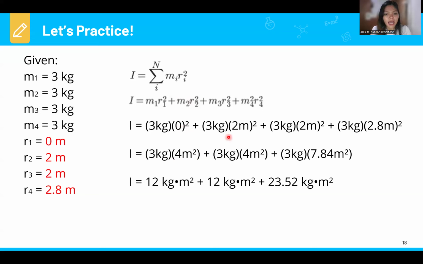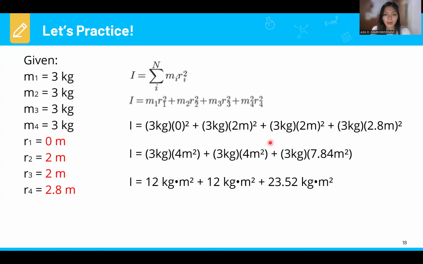Next, we're going to solve this one. Right here's the radius, and since it is squared, 2 multiplied by itself equals 4. 2 multiplied by itself equals 4. 2.8 multiplied by itself is 7.84. You will notice that the number of digits is increasing because we are not going to round off yet, because rounding off should be on the last step for every calculation.